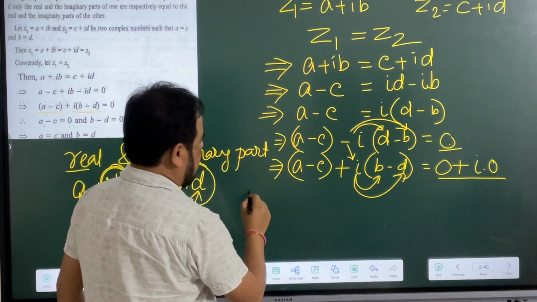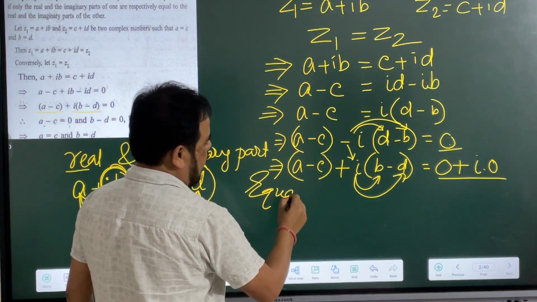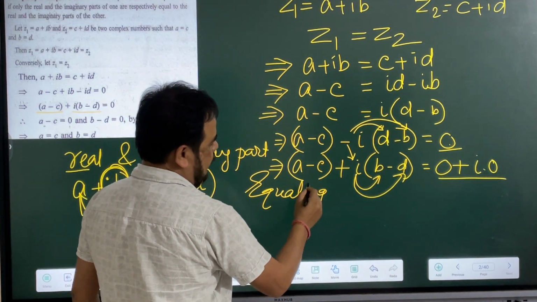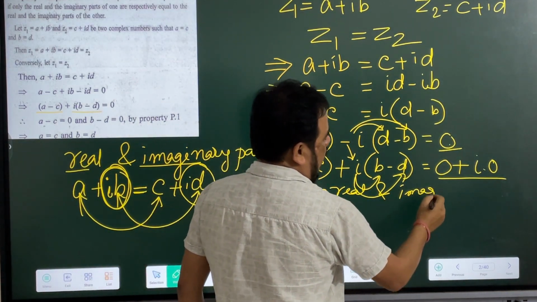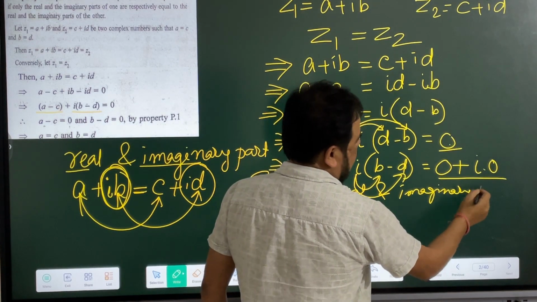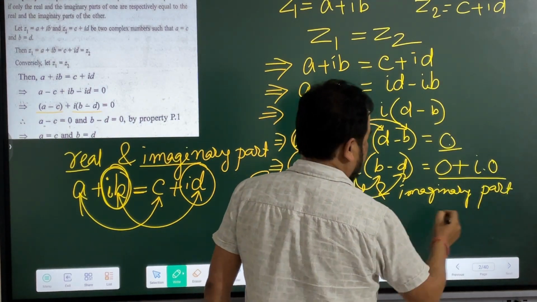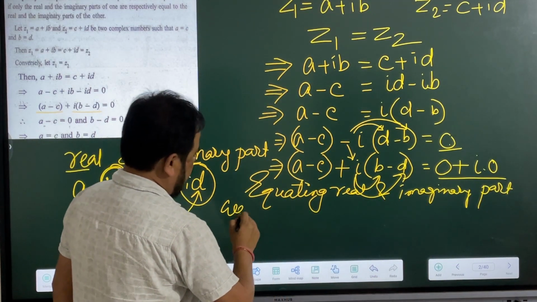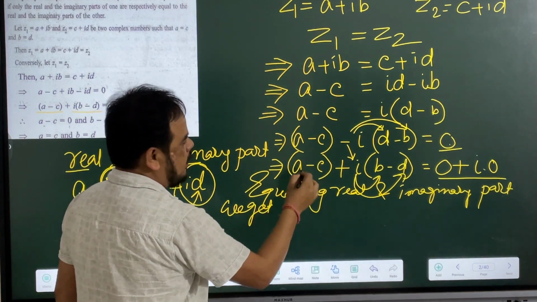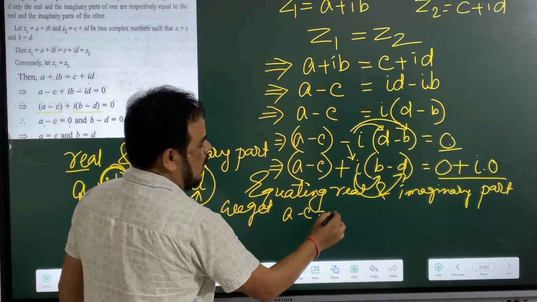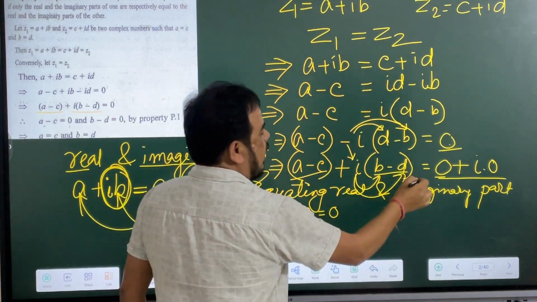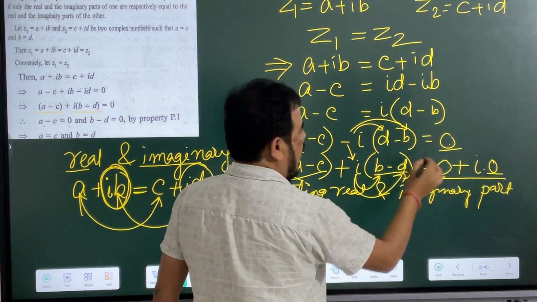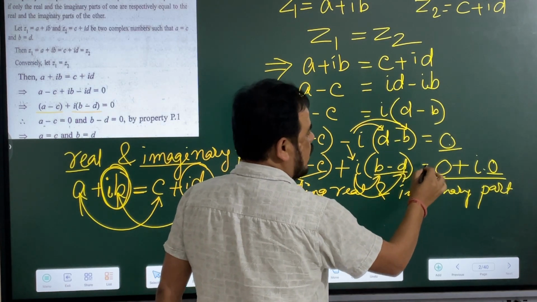So according to the condition, we write this way, equating real and imaginary parts. What do we get? a minus c equals 0, the real part. What do you get? b minus d equals also 0. i cancels. b minus d equals 0.